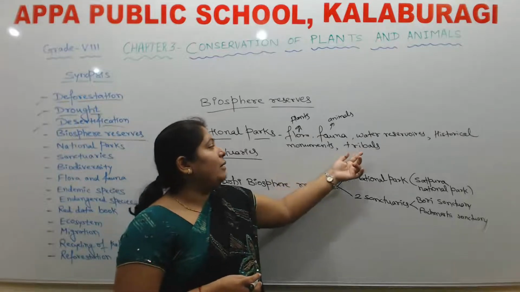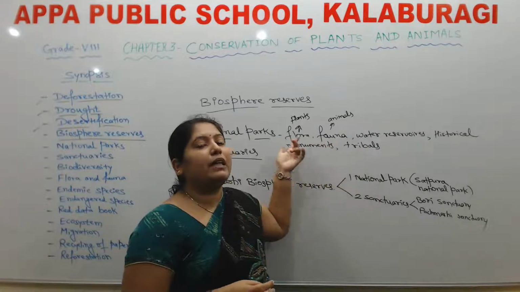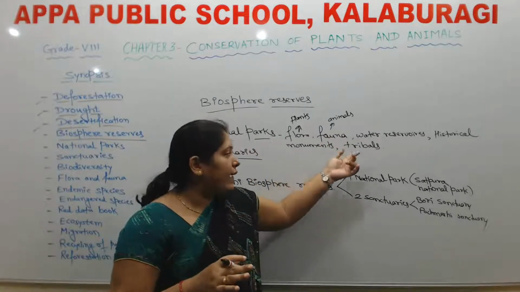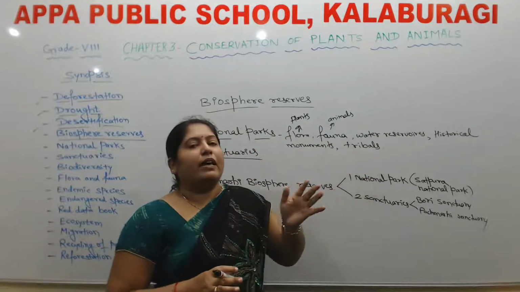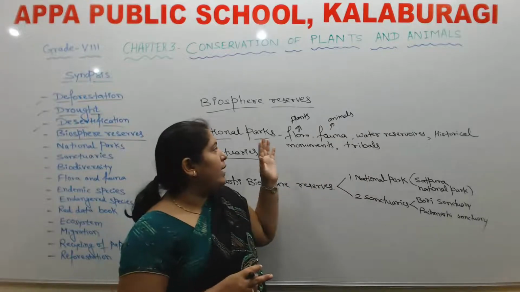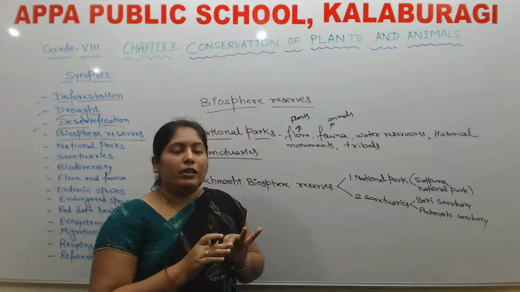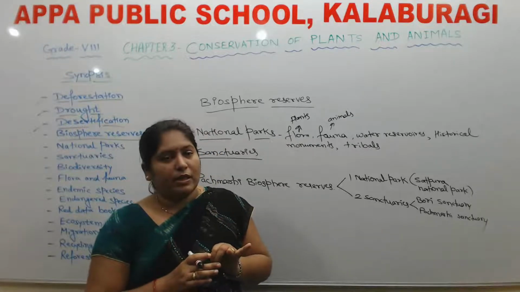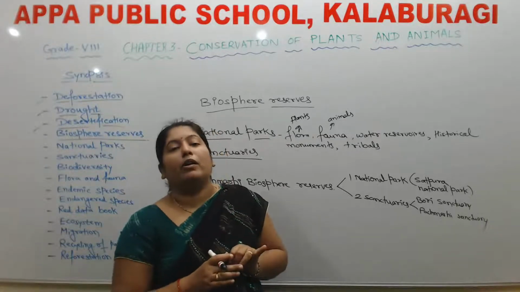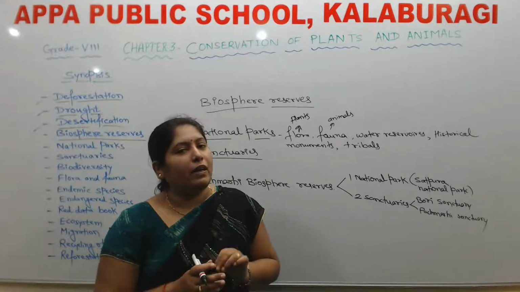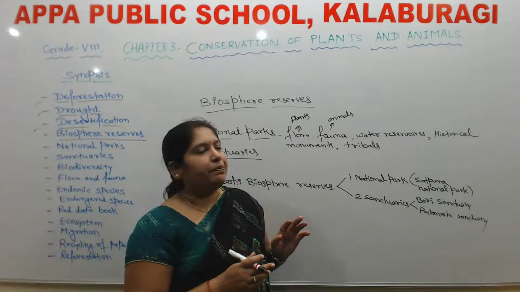Along with that, tribal people who are living in this particular area are also given protection. They are allowed to stay in this national park and live their life, right? So in the national parks, we are giving protection to the flora, to the fauna, right, to the water reservoirs, that is rivers, streams, ponds, and all. And other than that, historical monuments and tribal peoples who are living in that particular area are also given protection in the national parks, right?